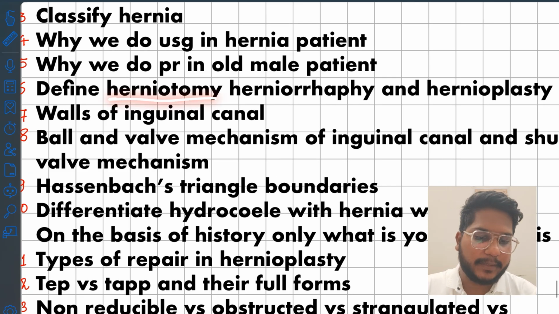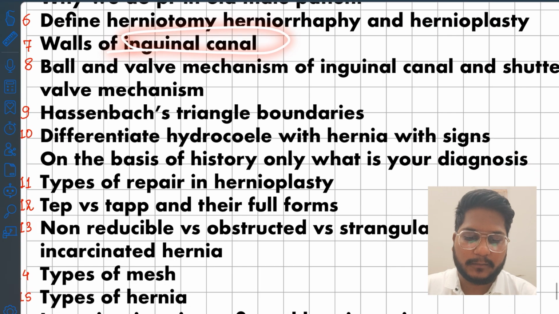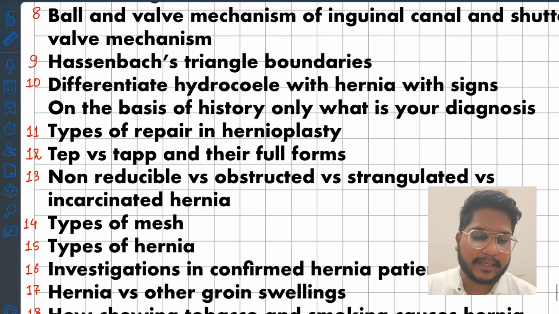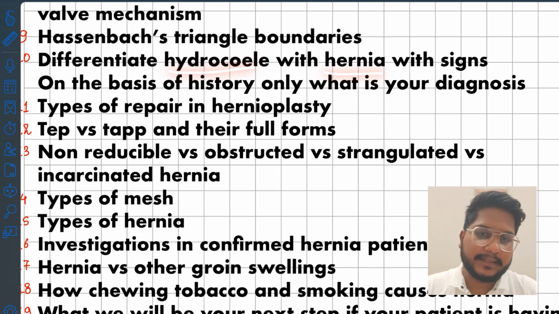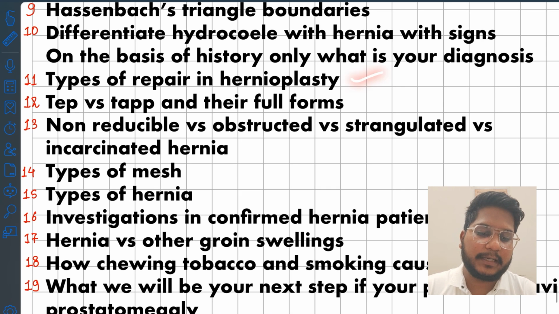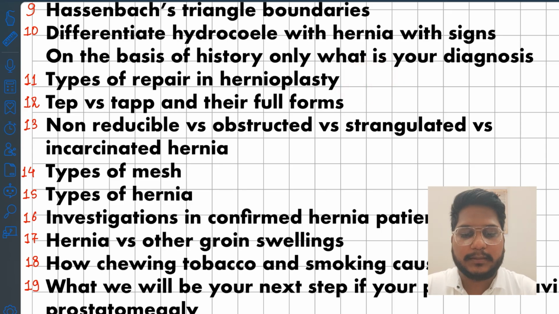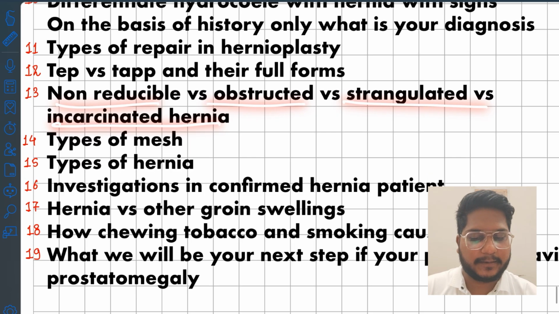Then define herniotomy, herniorrhaphy and hernioplasty, which we have done. Then the walls of the inguinal canal, the ball valve mechanism, and the Hesselbach's triangle boundaries we have discussed. Then differentiate between hydrocele and hernia. We have discussed that the main point is that we can get above the swelling, and the transillumination test is positive. These are some of the differences. Then types of repair in hernioplasty: Nyhus, Stoppa, and Lichtenstein, which is the most common. Then TAPP versus TEP and their full forms we have discussed. Then non-reducible, obstructed versus strangulated versus incarcerated hernia we have discussed earlier.